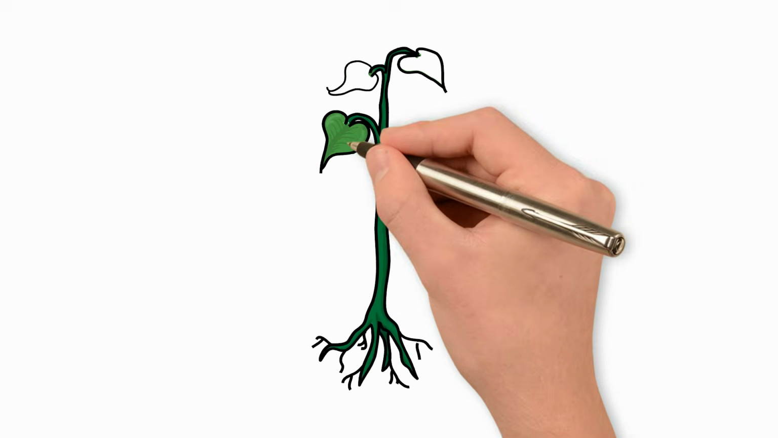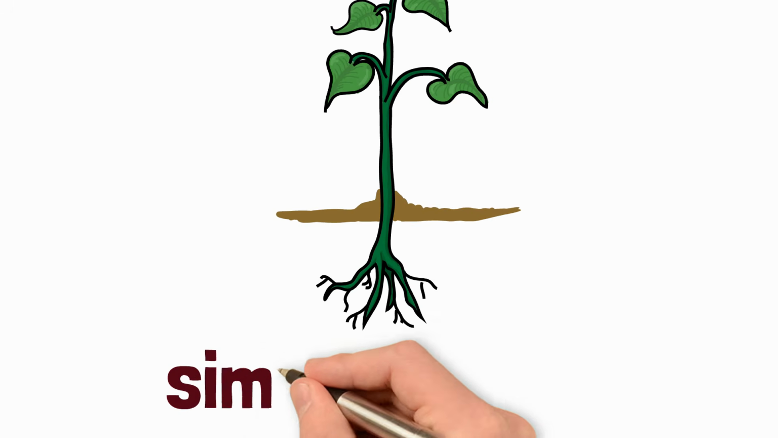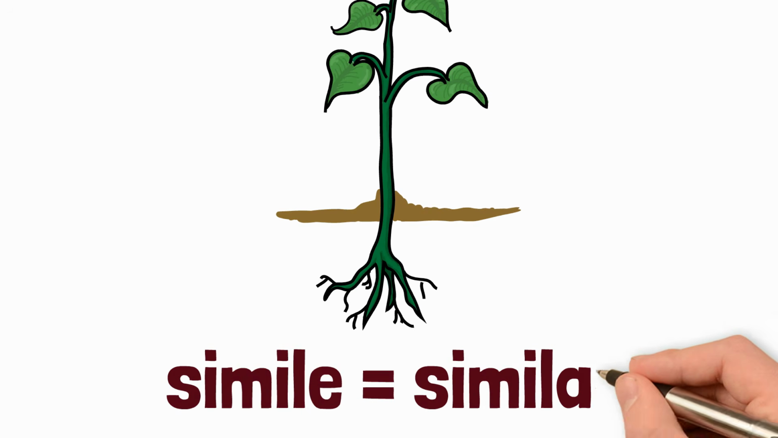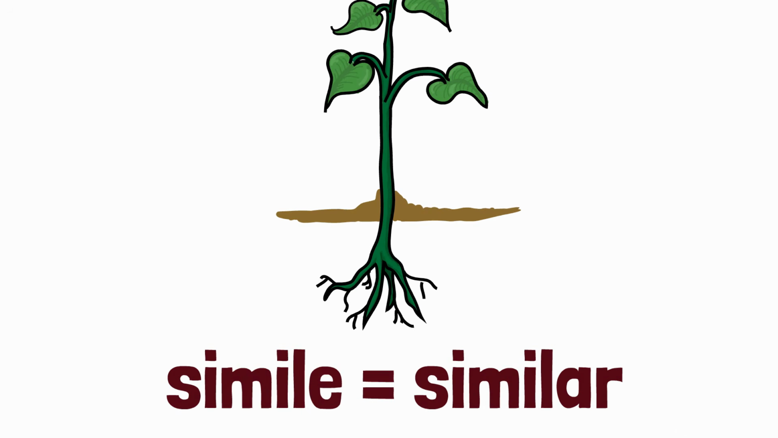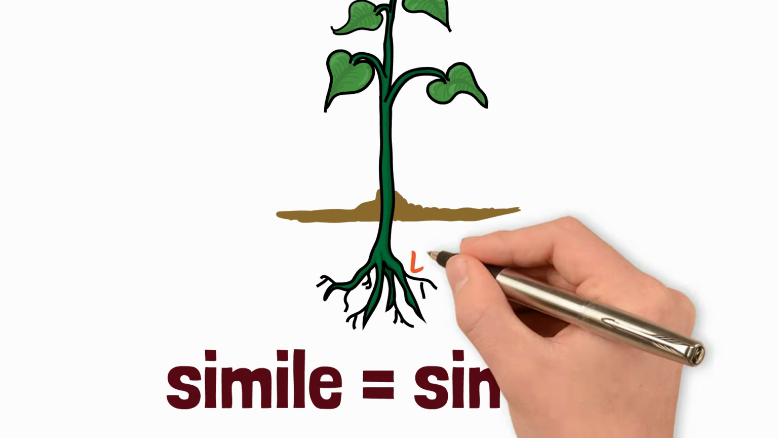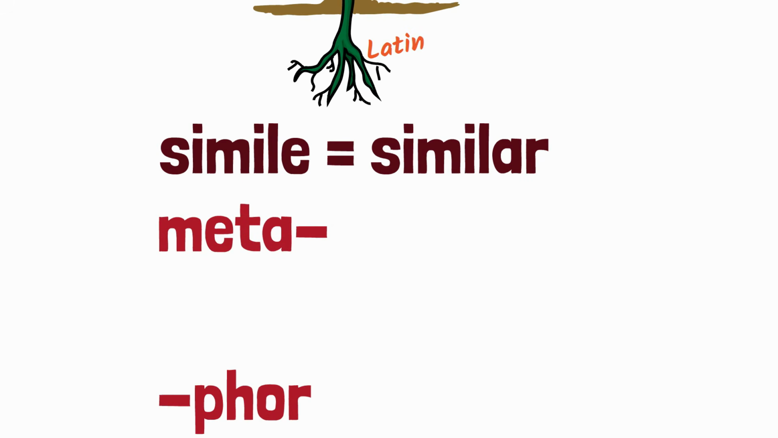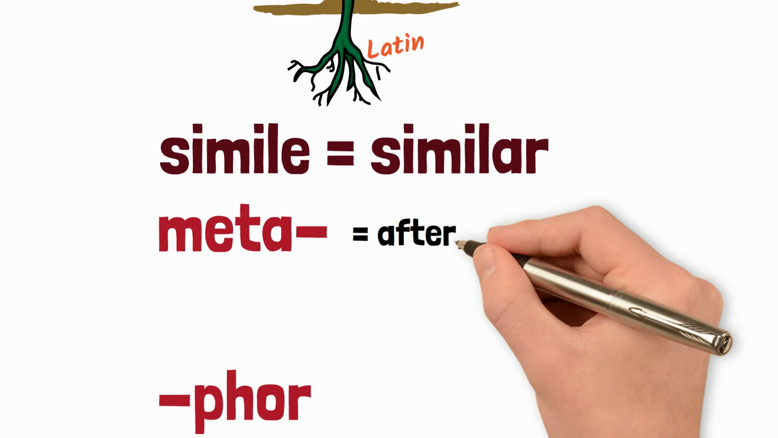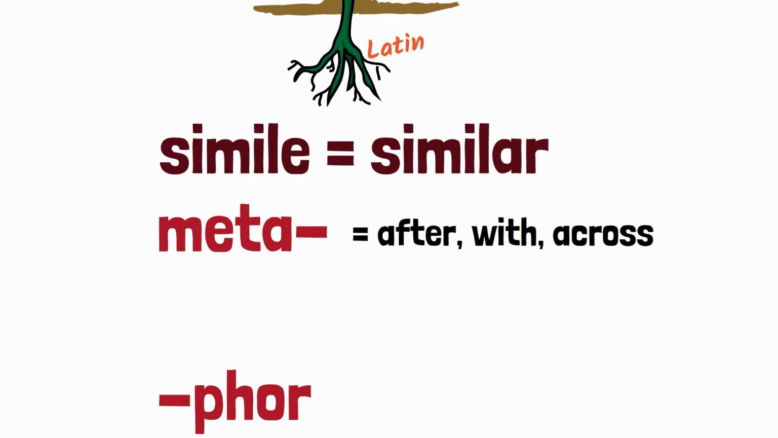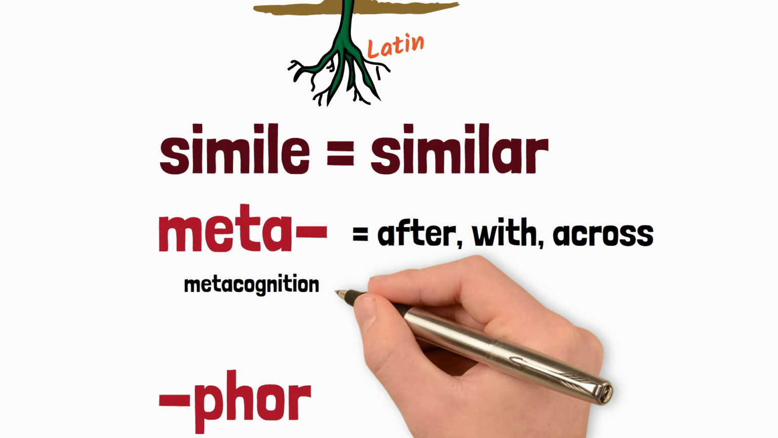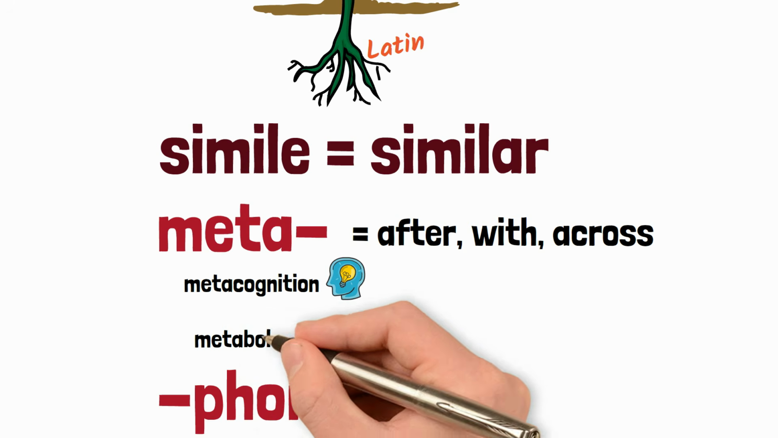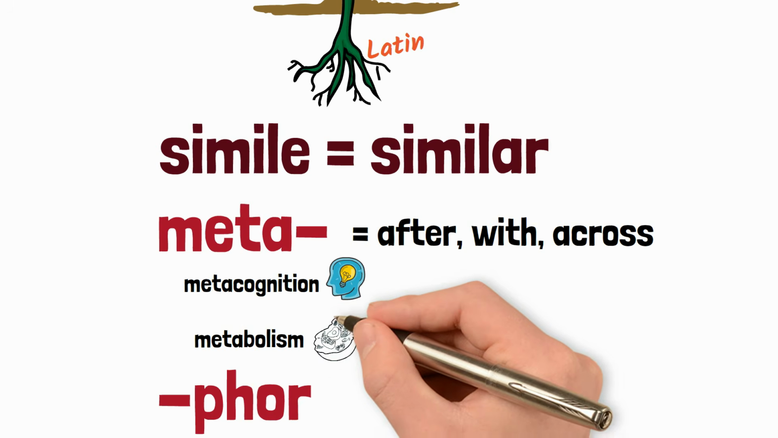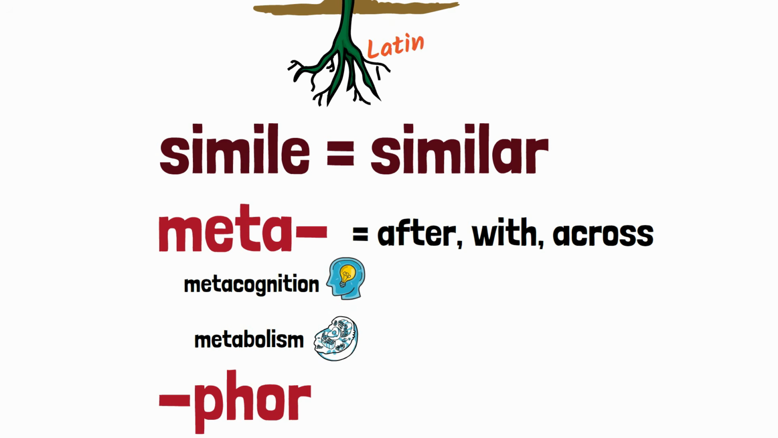The roots of these terms are also instructive. Simile is extremely close to the word similar, making it very easy to remember that similes compare things, and it actually comes from a Latin root. So metaphor can be broken down into its two parts, and the meta refers to after, with, or across, as in metacognition, which is thinking about thinking, or metabolism, which is a chemical process in an organism that sustains life. And the phor means to bear or to carry.